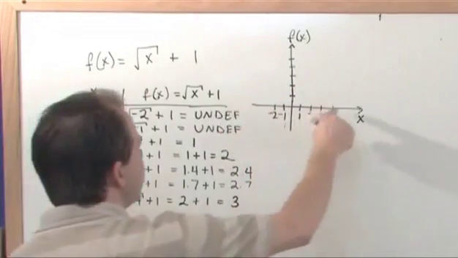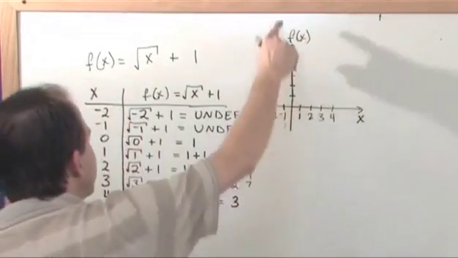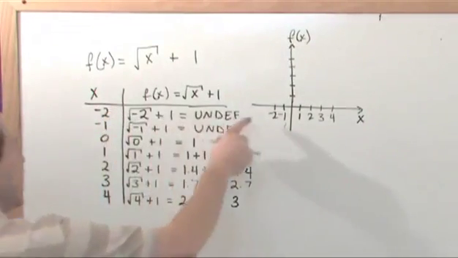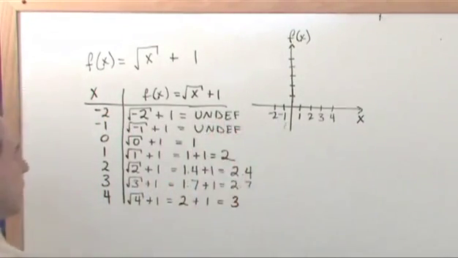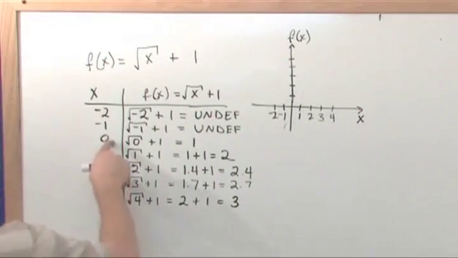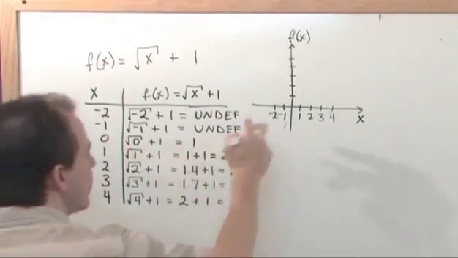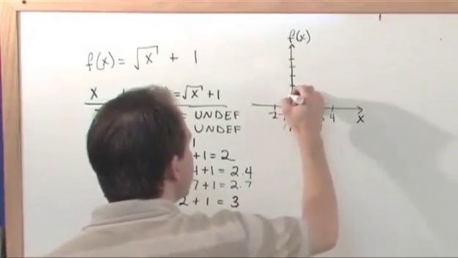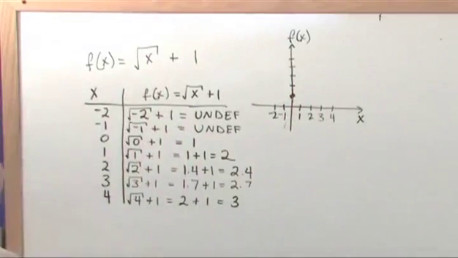And so we have our x values laid out, and we have our y values, or our f of x values, is what we call them. And if we look at negative 2 and negative 1 for x, they're both undefined, so we really can't plot anything, so we just leave that blank, okay? We start at 0, and 0 has a corresponding value of f of x of 1, so we put a dot right there, okay?